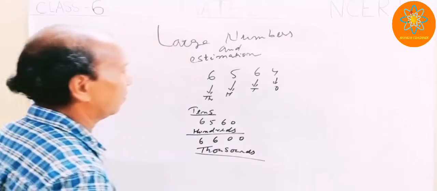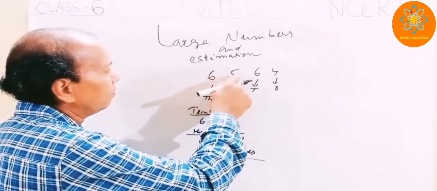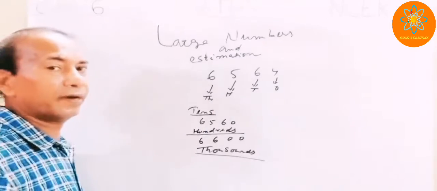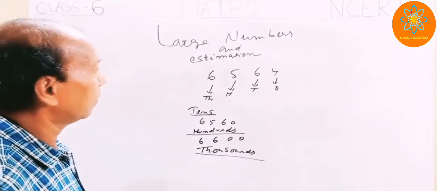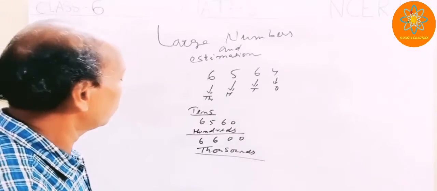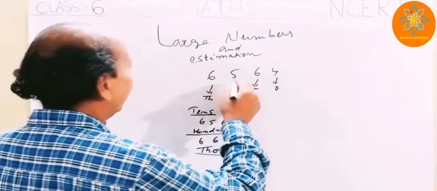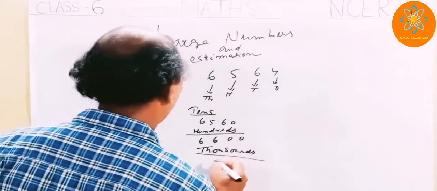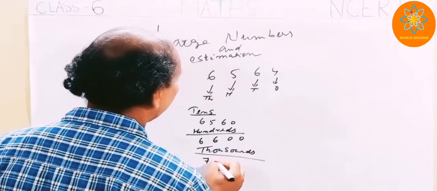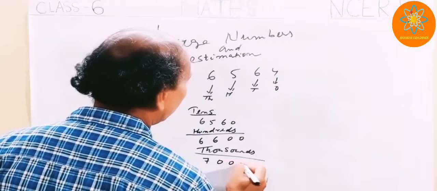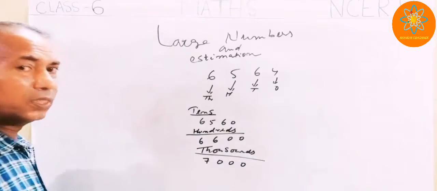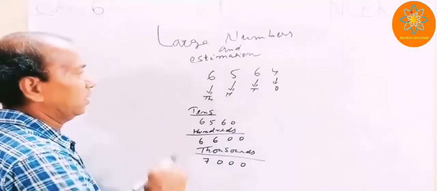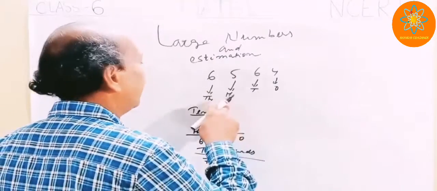Now let's suppose I am considering thousands, rounding to thousands. In that case, the previous one is 5, which is equal to 5 or greater. So the next one will be added 1, and it will be 7000. So these are the ways in which large numbers can be estimated using tens, hundreds and thousands.